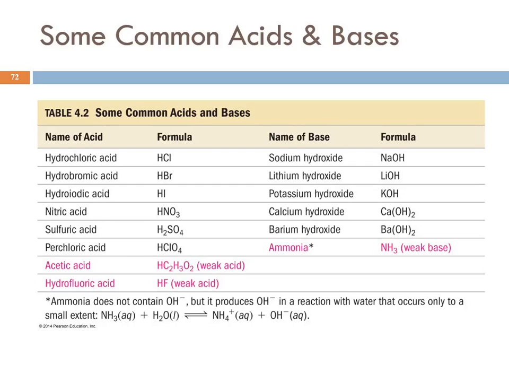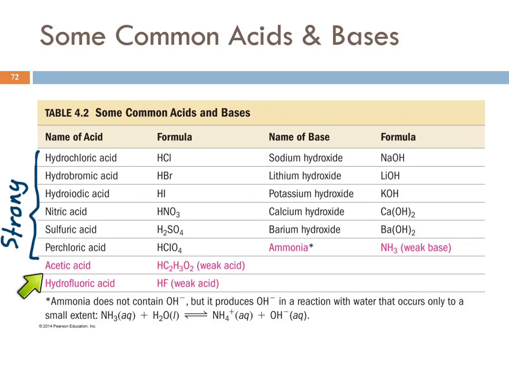Here are some common acids and bases. These are the strong acids right here. When these dissolve, when they are in aqueous solution, they ionize completely. And again, we mentioned that sulfuric acid is diprotic, but only the first hydrogen comes off completely.